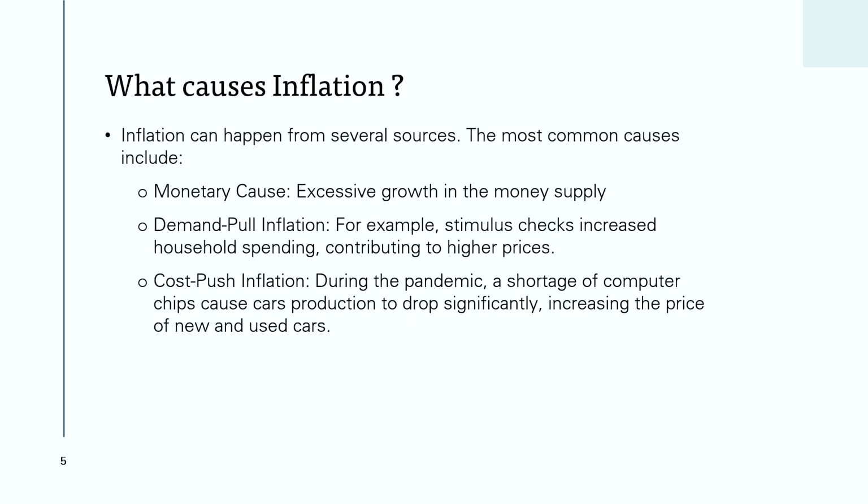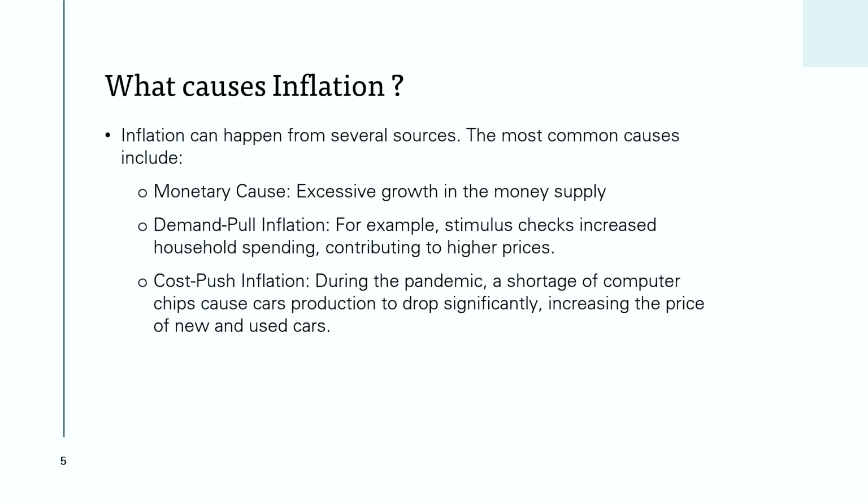Why does inflation happen? We generally look at three main drivers. First is monetary cost. This is when there is an excessive growth in the money supply. It means too many dollars chasing too few goods.